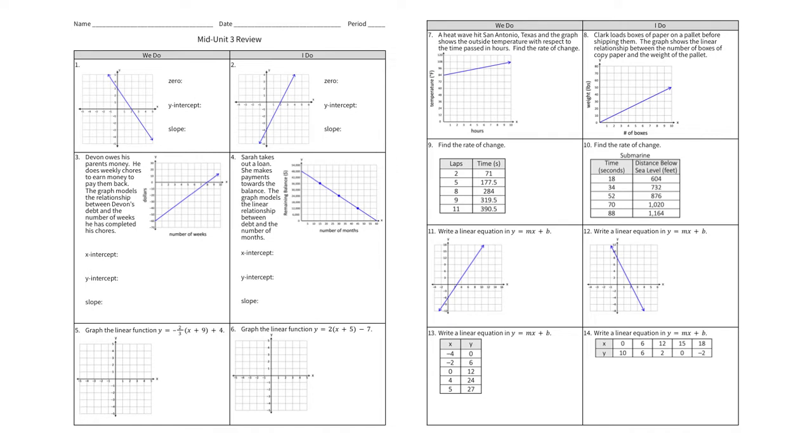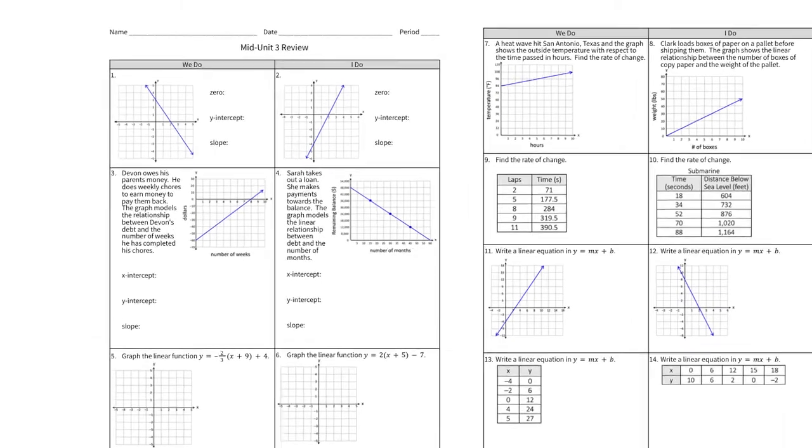You'll notice that this review has a we do column and an I do column. I will be going over the we do column and I'll leave the I do column for you guys to do. It is a Schoology assignment that's going to be taken as a grade. Okay, so let's look at problem number 1.